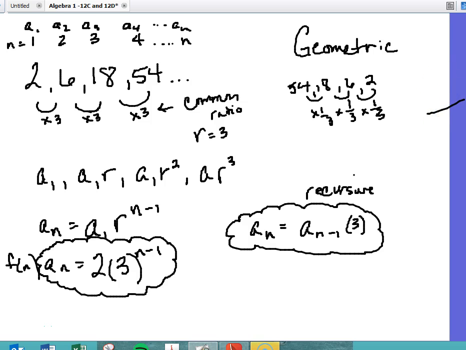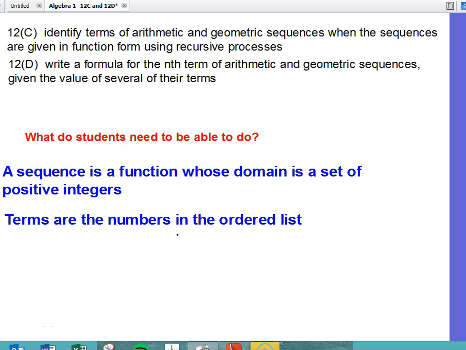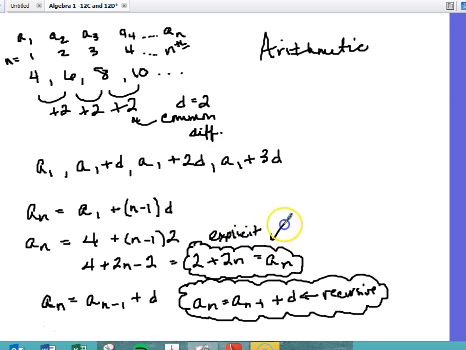Okay, so let's go back and look at our TEKS. For this 12C, identify terms of arithmetic and geometric sequences when the sequences are given in function form using recursive processes. That's the one that probably ties us up right here. What are they actually going to have to be able to do? Identify terms. 12D says write a formula for the nth term. Well, we just did that. We just wrote formulas for the nth term, and this one does not say recursive. So they do not need to generate a recursive formula. They need to do exactly what we did right here.